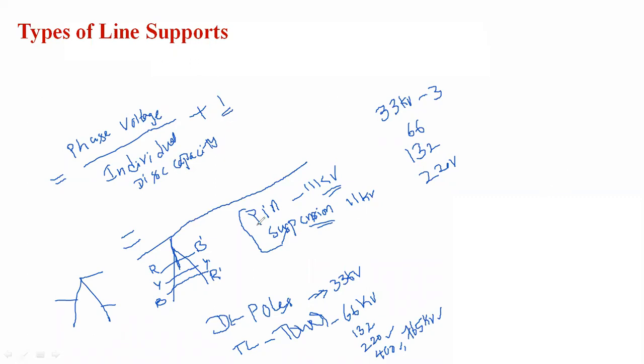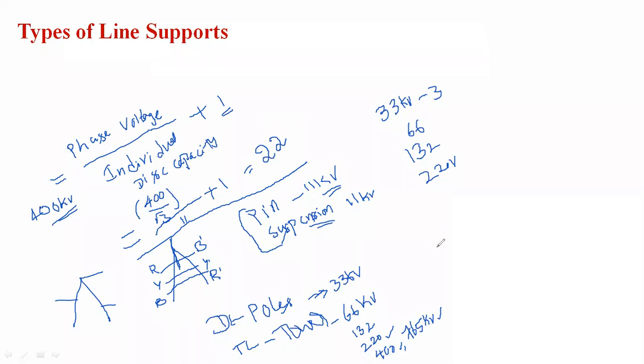For example, take a 400 kV transmission line. How many discs are connected in series? Here we need to take the phase voltage, that is 400 by √3, divided by the disc capacity. Each disc capacity is 11 kV, plus 1 spare disc or additional disc. Simplifying, we get 22 discs connected in series.